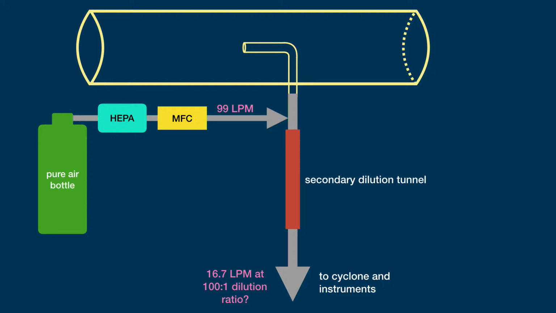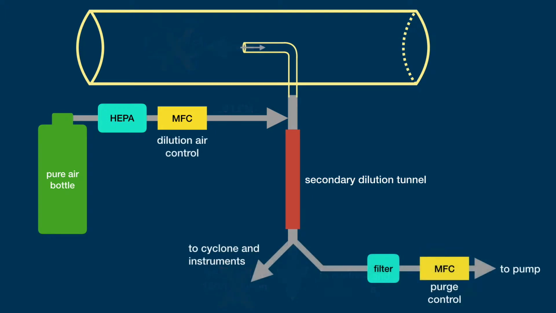Remember, our cyclone must have 16.7 liters per minute of flow, and this flow is metered by the pumps in the aerosol instruments. So, if we were to force 99 liters per minute of dilution air into the secondary dilution system, what would end up happening is that we would push 82.3 liters per minute of clean dilution air out of the sampling probe. In order to accommodate dilution ratios higher than 16.7 to 1, we needed to incorporate a purge line before the cyclone.